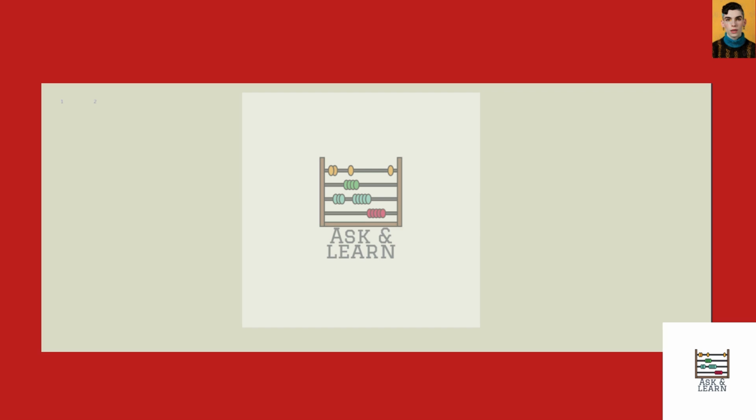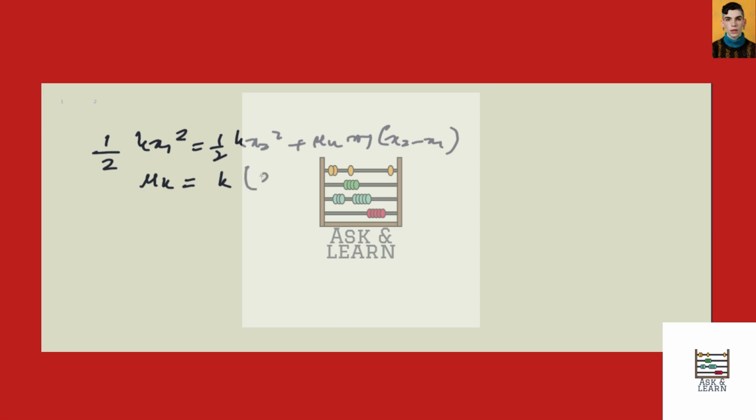So writing this here, we get the equation. Half k x1 squared is equal to half k x2 squared plus mu k mg times x2 minus x1. Now we need to find the value of mu k. By rearranging the terms, you get mu k is equal to k times x1 squared minus x2 squared, divided by 2 mg times x2 minus x1.